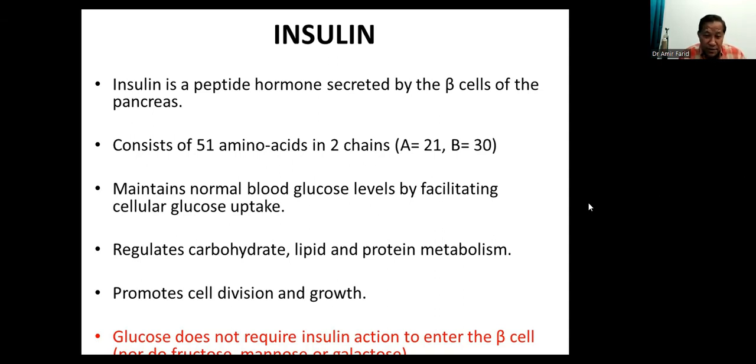An important point to note is that while it facilitates glucose uptake to all the cells, especially the muscle and the liver cells, the glucose can go in without its action into the beta cells, which produce the insulin. This is important to know, because if it required insulin to go into the cell that manufactures insulin, then we'd be in trouble when we don't have enough insulin.